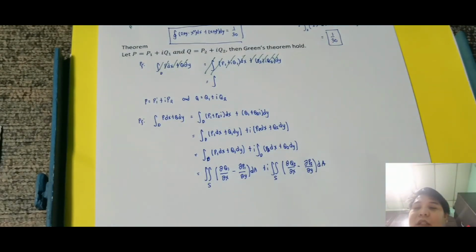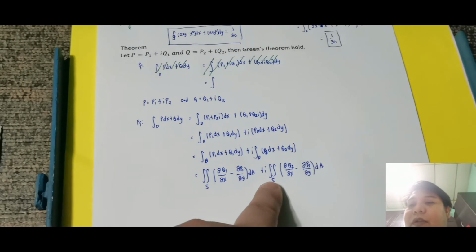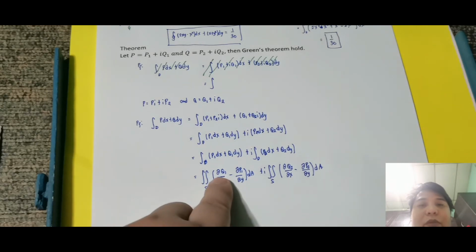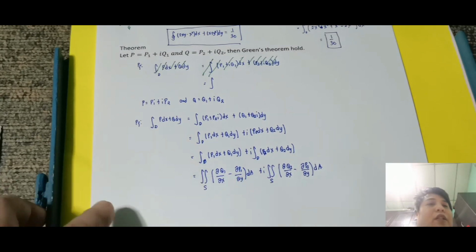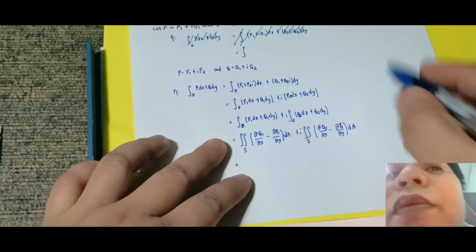Okay, then next is, syempre, isa-isahin natin yan. Kukunin natin ito with dA, ito with dA, I na may part na to. So, pagsasama-samahin ko yung merong I na part. So, ang gagawin ko, pagsasamahin ko itong partial of Q sub 1, tapos partial of Q sub 2, silang dalawa, kasi may kasamang I yan. So, pagkahiwalayin ko muna.